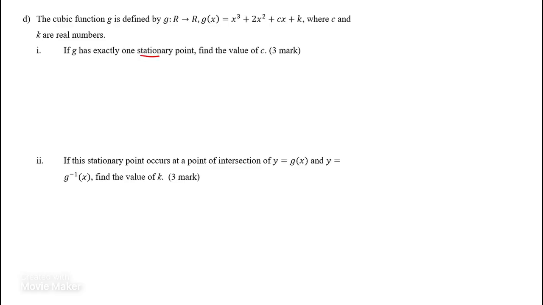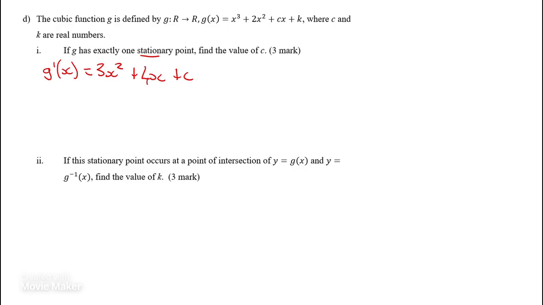As soon as we're talking about stationary points, the first thing we need to do is find the derivative and find when the gradient is 0. So straight away here, I've got x to the power of 3, which will give me 3x squared. 2x squared turns into 4x plus c, and the k is cancelled.